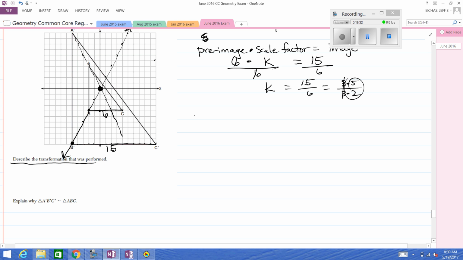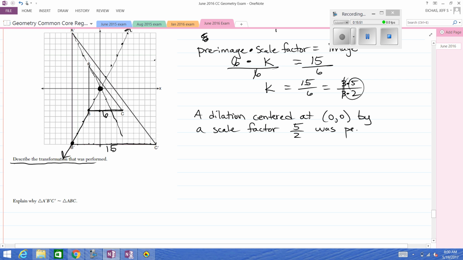Okay. A dilation centered at 0, 0 by a scale factor of 5 halves was performed on triangle ABC to produce triangle A prime, B prime, C prime. Okay, so that's a description right there.